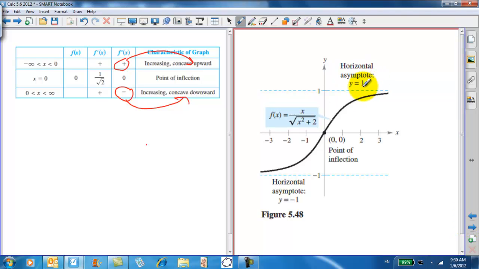Now, the horizontal asymptotes are from that tricky process we talked about before when you have a radical underneath. And these are something you can discover too by just putting your calculator and checking out the graph. But this is one of the key points to plot here, this inflection point. And also again that horizontal asymptote.